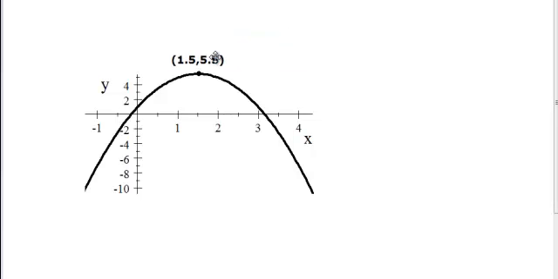So what's the altitude of the highest point on this parabola? What's the altitude? Altitude is which side? This way, right? So how high is the highest point on the parabola? 5.5 units, right? Everybody clear on this?